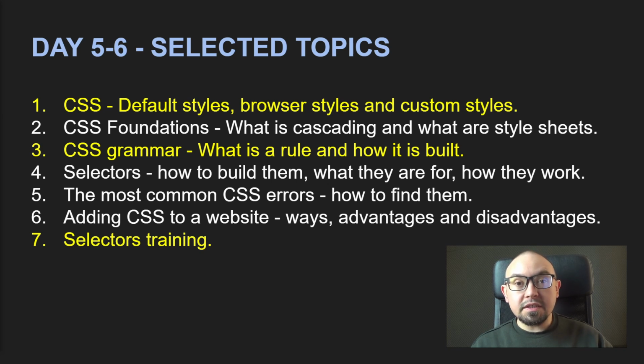We also discussed the selectors in more detail, how to build them, what they are for, and how they work. We also worked out the most common CSS errors and showed how to find them, as well as we learned how to add CSS to a website. We've covered 3 ways of adding CSS styles and their pros and cons. Finally, we did the selectors training to make you think a little bit. In this video, we will also do some additional selectors training, so stay focused.